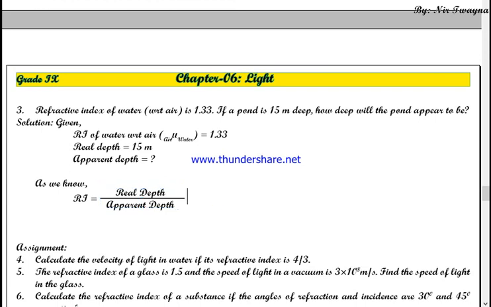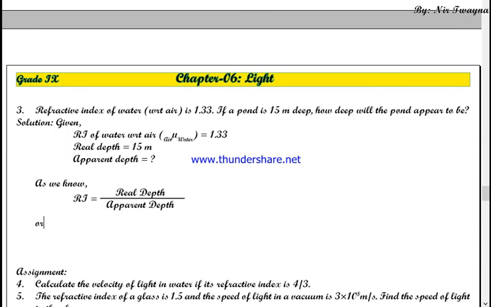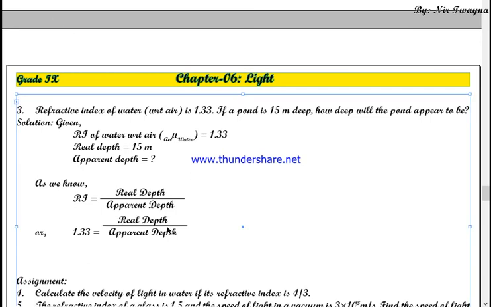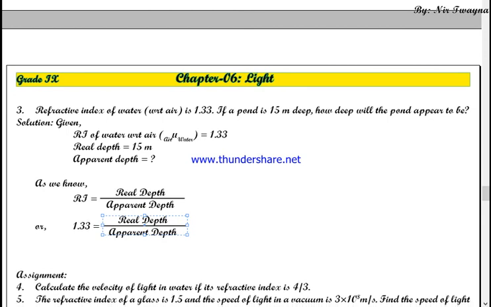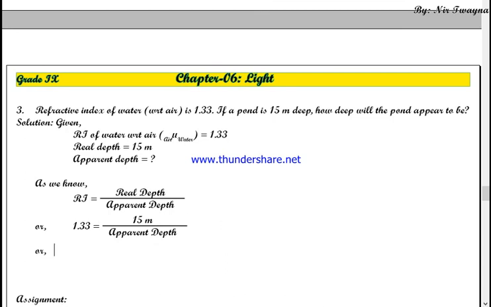Okay, Ri is 1.33, which is equal to real depth divided by apparent depth. You need to replace the value of whichever you know. You know real depth, isn't it? Real depth is 15 meter and apparent depth you do not know. Now how to solve this type of question? You need to do cross multiply. So by cross multiplying you get apparent depth on the numerator of the left side, and on the right side, 15 meter is still here, divided by 1.33 on the denominator of the right side.